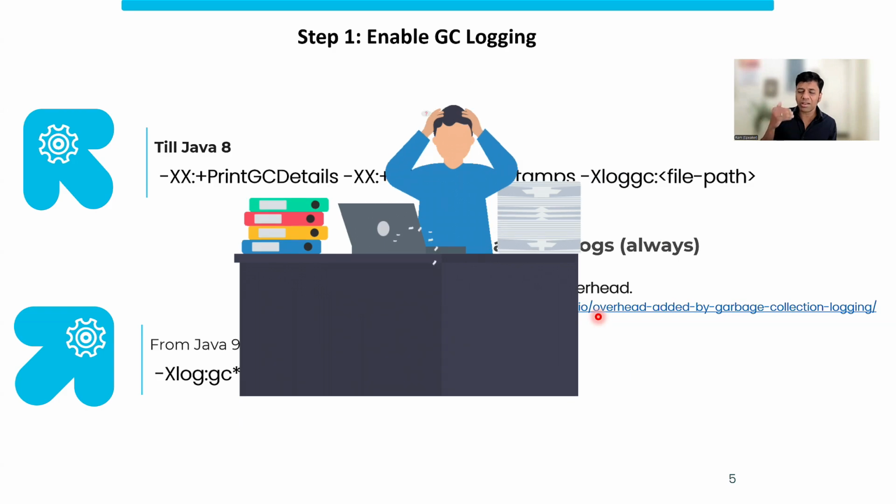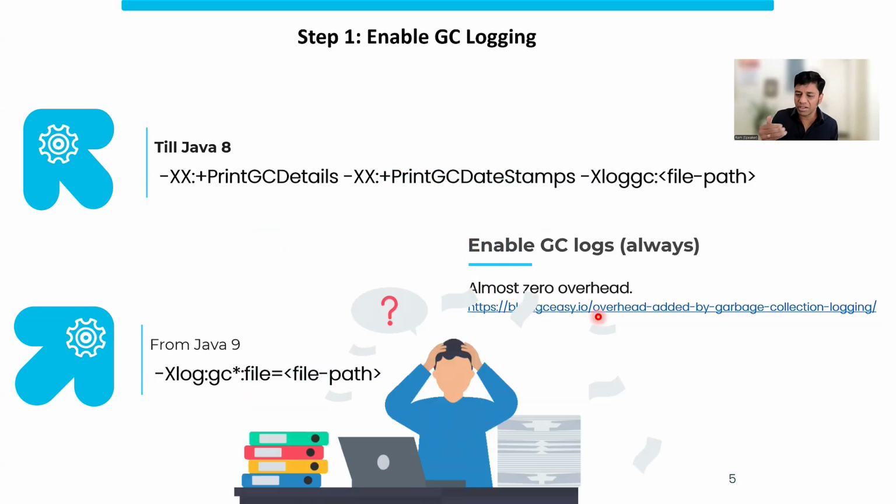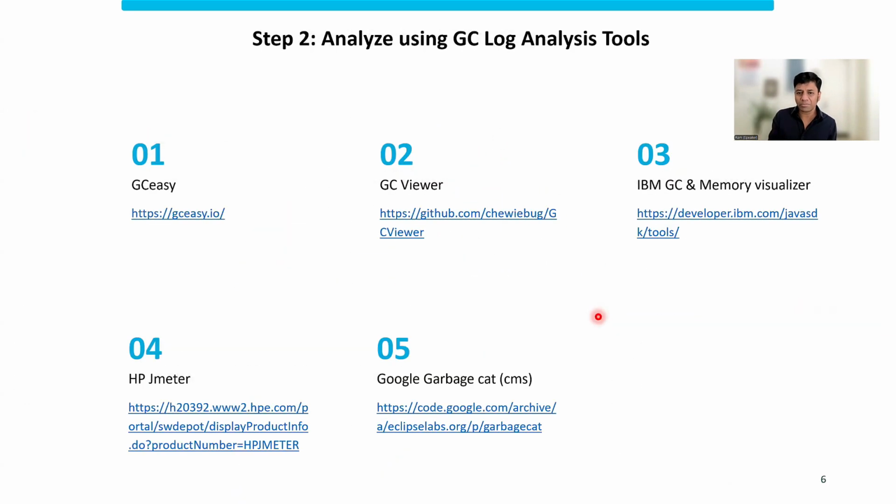Manually looking into that and trying to get the information from it is going to be very tedious. So for that purpose, you can use any one of these tools available in the market. You can take your GC log and upload it to any one of these tools, and they're going to parse it and tell you insightful information.